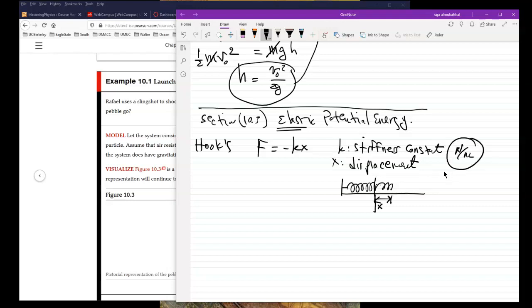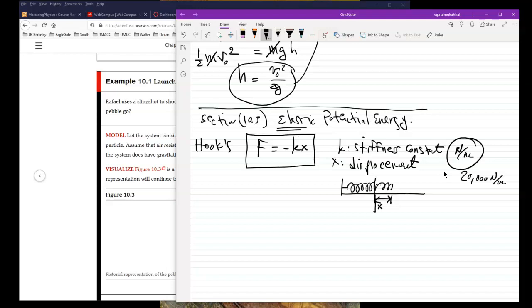To give you a sense of it, the stiffness of the coiled spring that you see underneath your car is about, if I remember correctly, 20,000 Newton per meter. Very, very large. You couldn't stretch or compress it with your own hand. So anyway, this is a force, and it's a conservative force because it's a function of displacement.